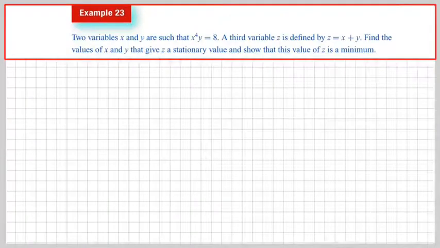Now, what's this one? Two variables x and y are such that x to the fourth times y equals 8. A third variable z is defined by z equals x plus y.